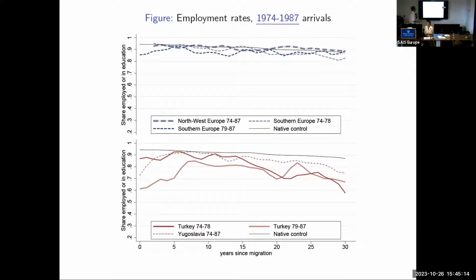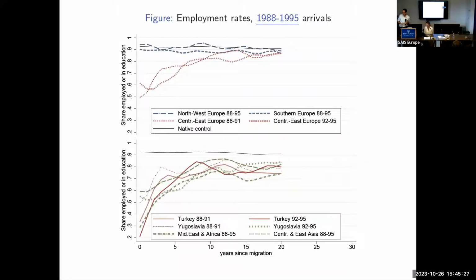And by the way, if we looked at something like welfare dependency, this would be mirrored. For these groups, the dependency on welfare is also much higher than the dependency of native workers. These are the 1988-1995 arrivals. Here you see nicely these typical integration profiles that we find in many countries. When migrants come in, they first have very low employment rates compared to natives, but then they catch up and increasingly find employment. And so you get these concave profiles, or convergence profiles, where immigrants increasingly catch up with natives.